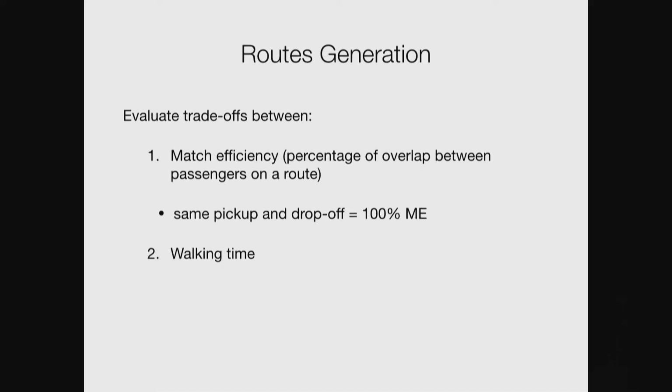The thing that we want to evaluate here is a trade-off between two things. One is matching efficiency. And what is that? We define it as the percentage of overlap between passengers on a route. So you can imagine if two people were picked up at the same place, dropped off at the same place, then we have 100% match efficiency. This is really important to maintain a very sustainable price point. And this is something that we have to trade off with walking time.